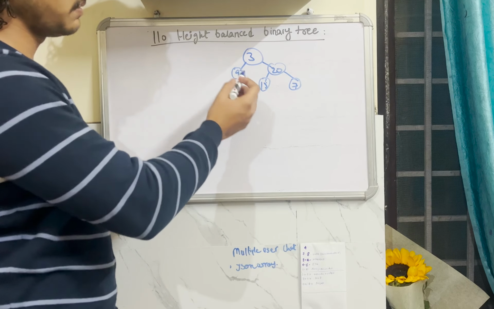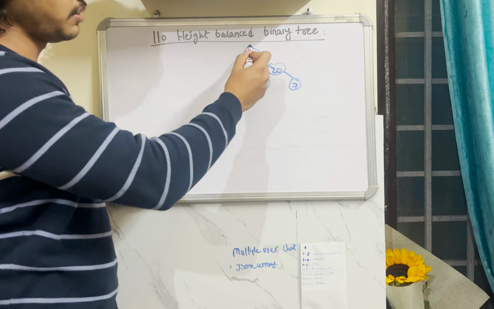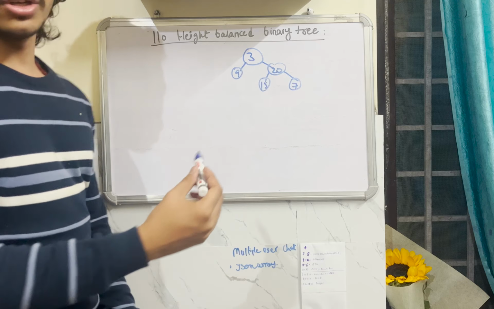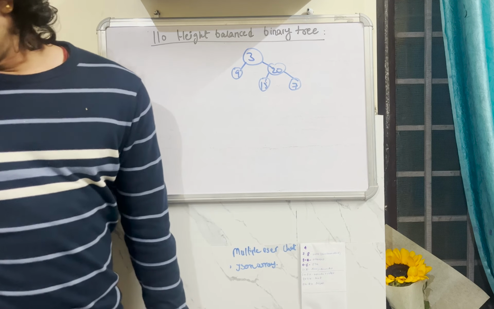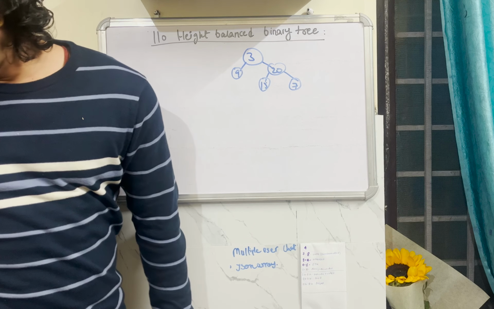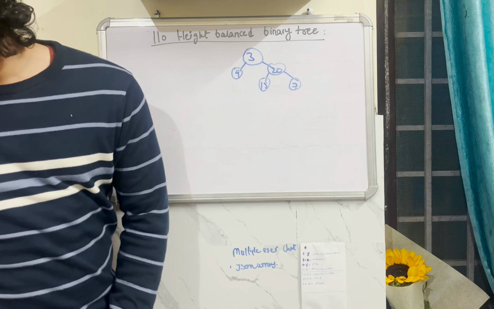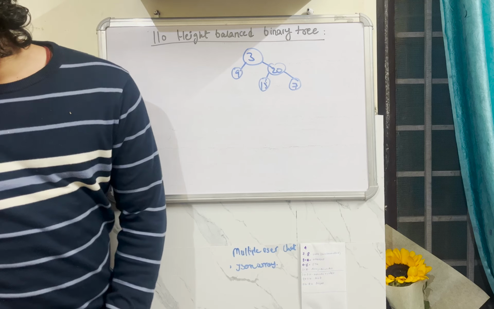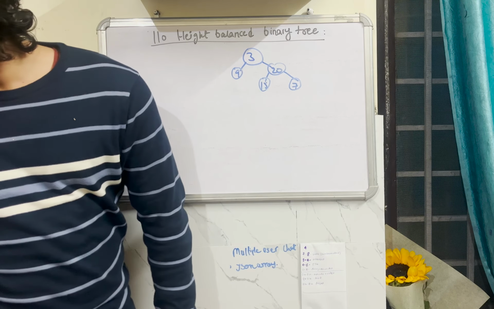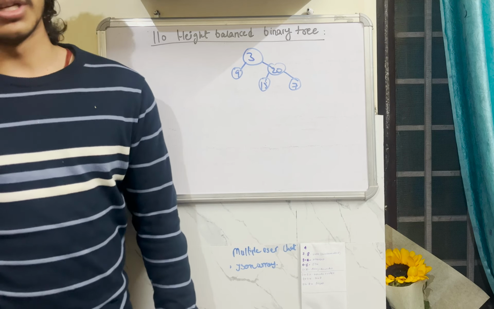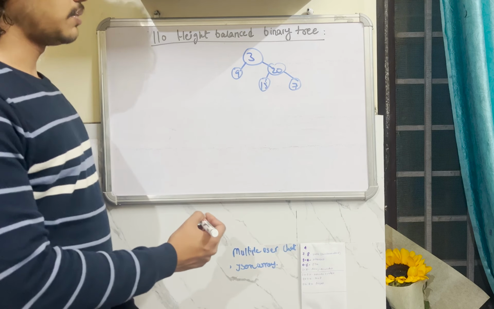In this question we are given a tree and we have to return whether this tree is height balanced or not. Let me read out the definition given in the question: a binary tree in which the depth of the two subtrees of every node never differs by more than one.